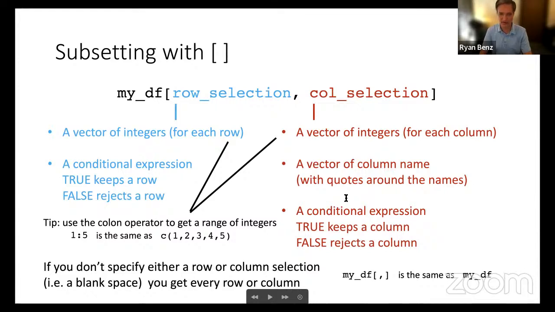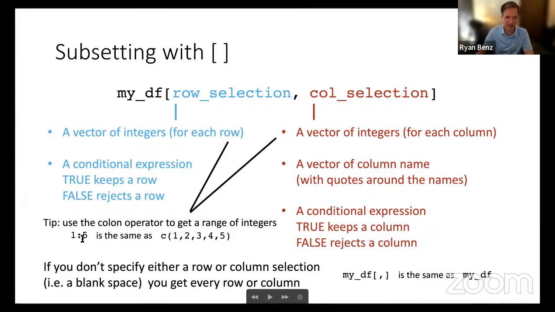It's just one of the quirks of R, something that you'll get used to as you work with the R code more and more. You can also use conditional expressions, but you often don't use that. For row selections, you use conditional expressions all the time. For column selections, you typically use column names because it just makes it easier to work with.